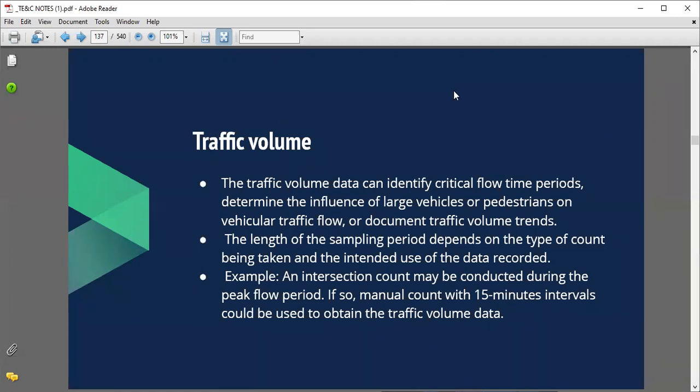That means traffic volume is based on the number of counts. The number of counts within a peak hour will be more. Within the afternoon time, it will be less. If it is within the evening time, it will be more. So in this way, we can understand the traffic volume and how it varies.